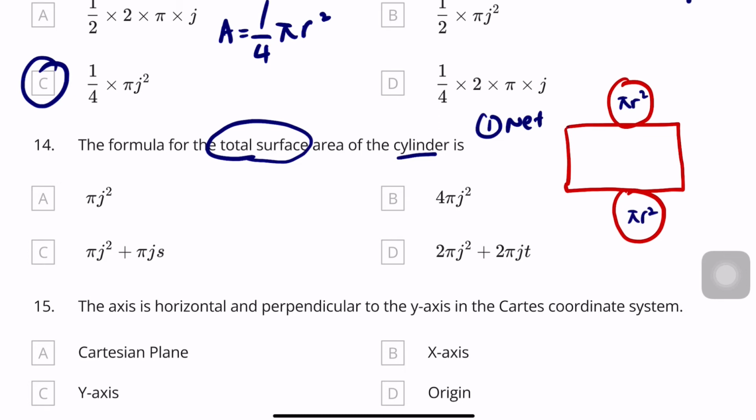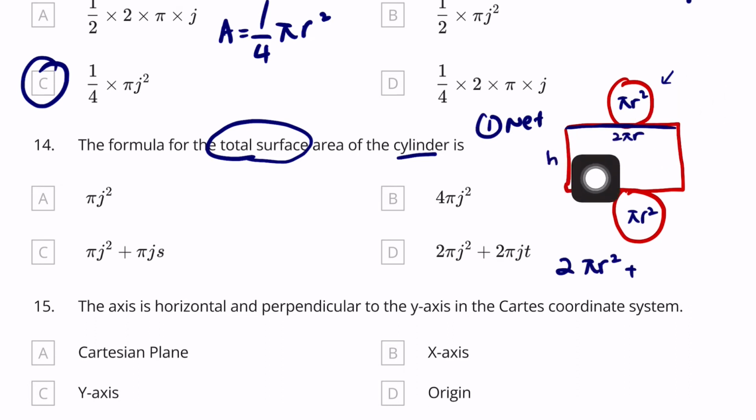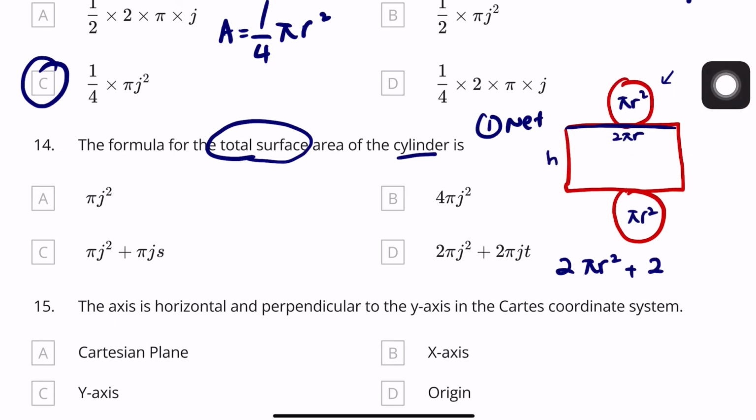So this is the circumference of the circle over here. So this part is 2 pi r, so this is h. Okay, so the total area, we have two parts of circle, so you have 2 of pi r square plus the area of this rectangular thing. Okay, so we have 2 pi r h.